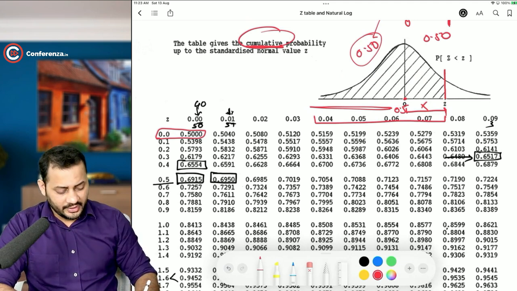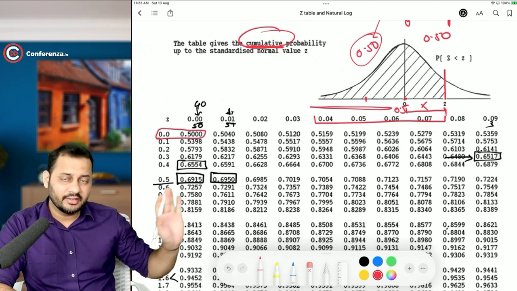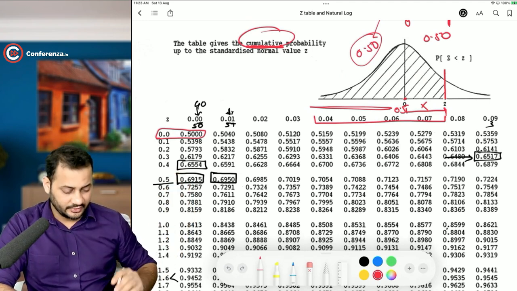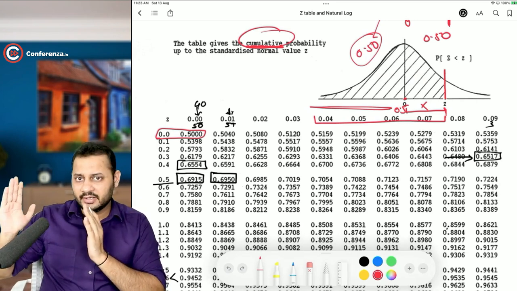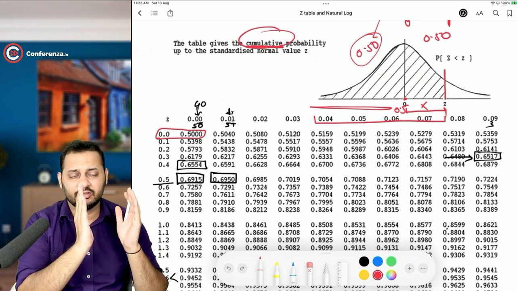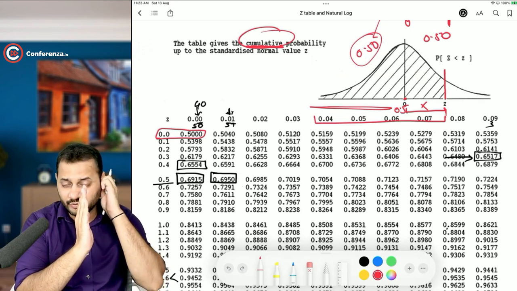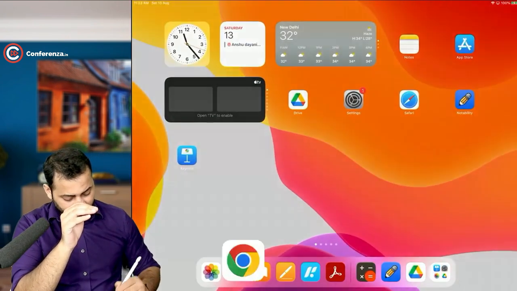If you want to calculate -1, then this will be the area, then the entire right side will be covered. Okay, let's first find out +1. So 50% of the entire left hand side and the difference, the probability of 0 to 1, 0.3413. Okay, let me just take you to the online calculator.